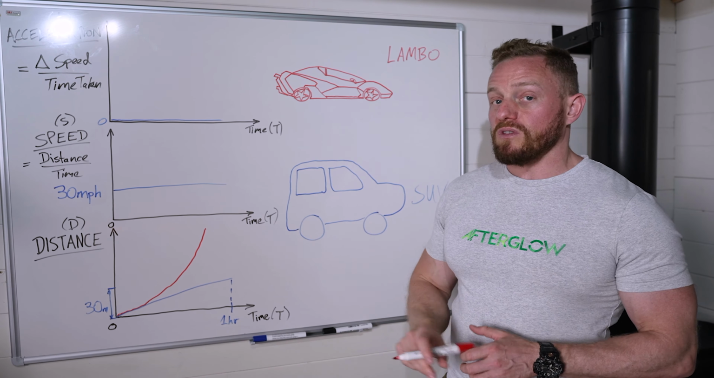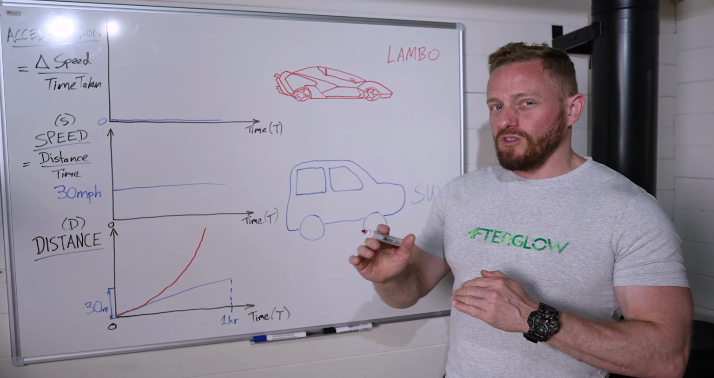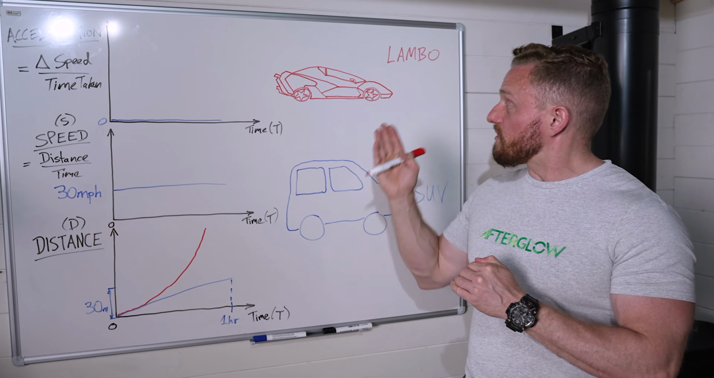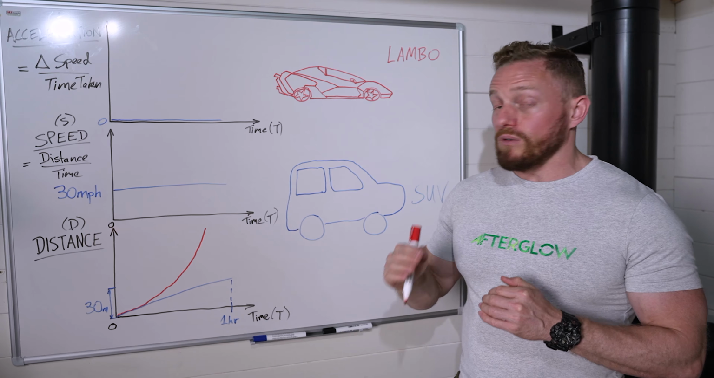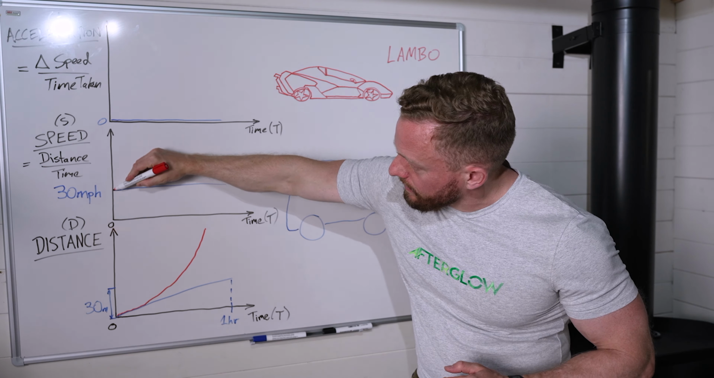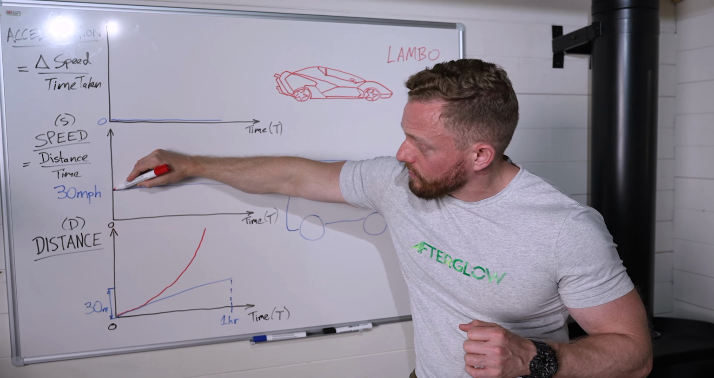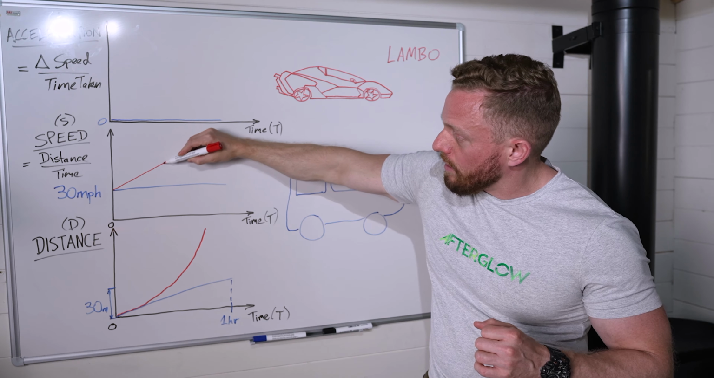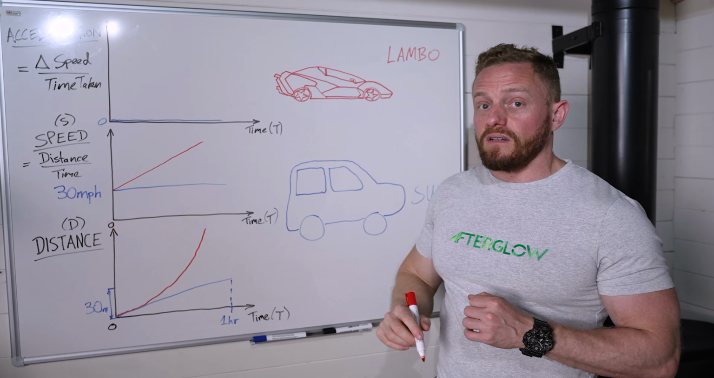Now, if you plotted the speed, let's assume he's increasing his pace in the Lambo at a constant speed. So the speed line, let's say he starts at 30 miles an hour, would go up in a straight line like that.